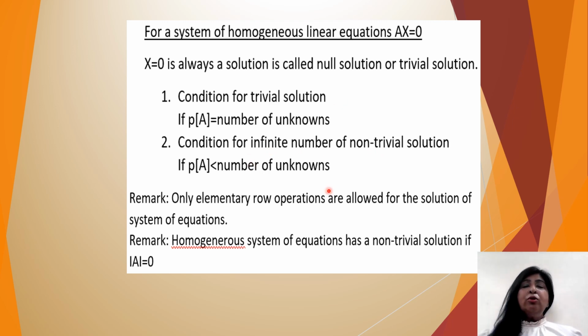Now in this homogeneous system of equations, only elementary row operations are allowed. Column operations are not allowed. What are the three elementary row operations? Those are Rij, Ri, Ri plus K Rj. Now another remark is homogeneous system of linear equations has a non-trivial solution if one condition gets satisfied. That condition is determinant of A should be equal to 0.